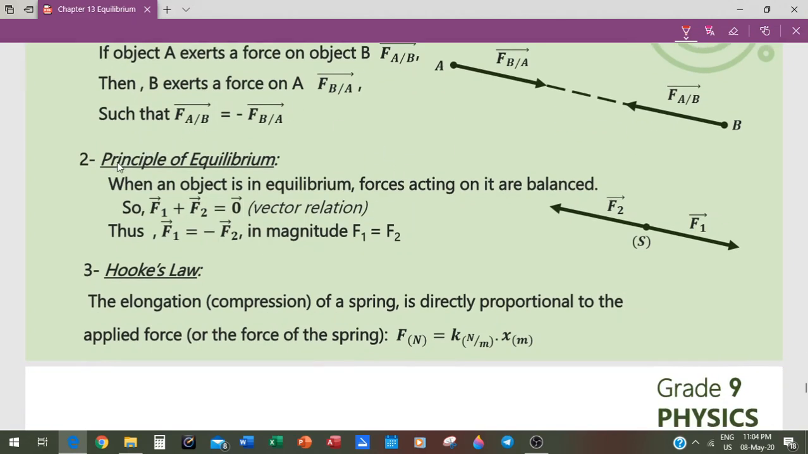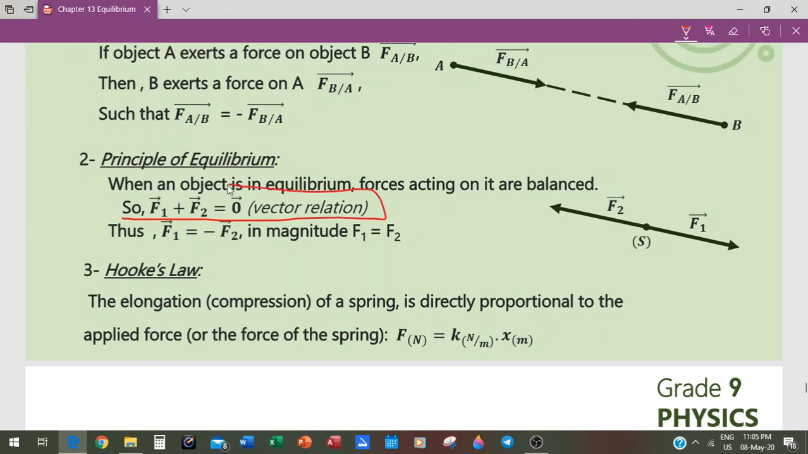The other objective, principle of equilibrium. When an object is in equilibrium, forces acting on it are balanced. We have an object S under the action of 2 forces F1 and F2. These 2 forces are balanced, or we can say that the condition of equilibrium here is F1 force plus F2 force equals 0 vector, which is the vector relation. You may be asked to write the condition of equilibrium.